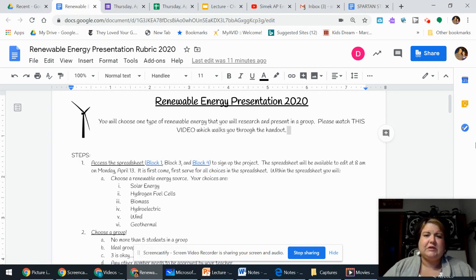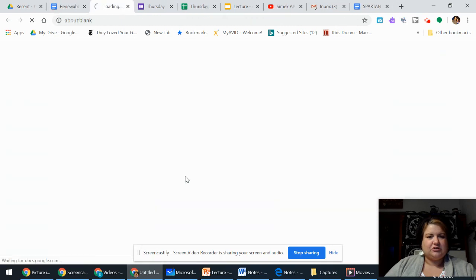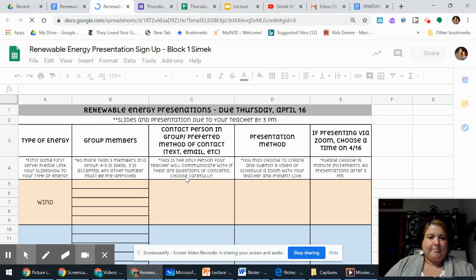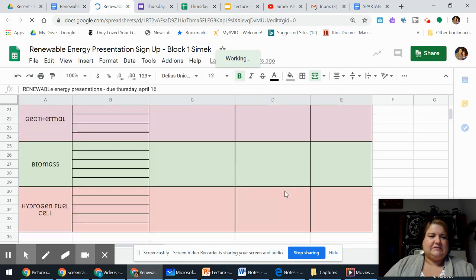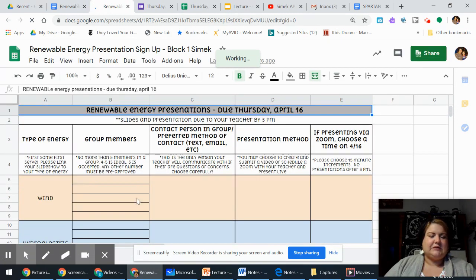Your job this week is to create a presentation about one of 6 types of renewable energy in a group and then present it. You can already access the spreadsheet. I can show you what that looks like. Okay, it looks like this. It has the 6 types of renewables. It has spots for you to tell me who's in your group and some other things.